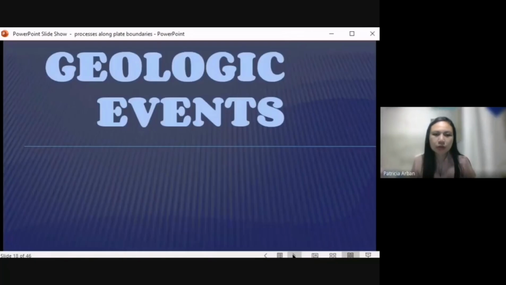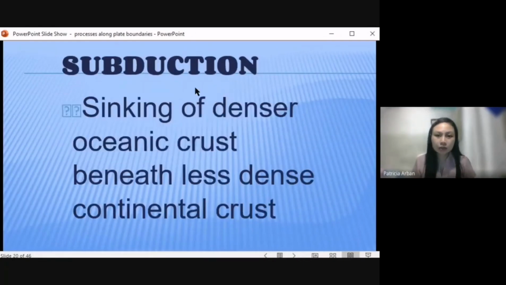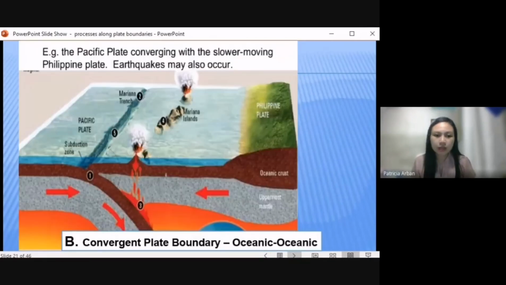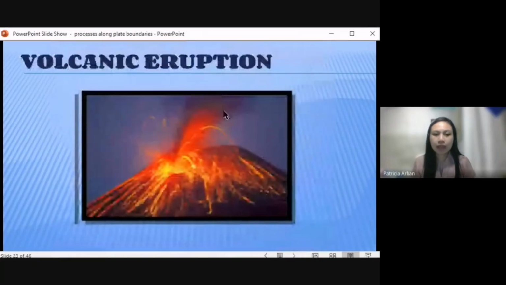Okay, very good. So, geologic events, let's review. Remember to take it down. Again, you have the earthquake, subduction. Remember the terms. Okay, so ayan ang subduction natin. Next one, we have tsunami. Again, since both of the involved plates are oceanic plates. And then volcanic eruption, since we have volcanic island arc.